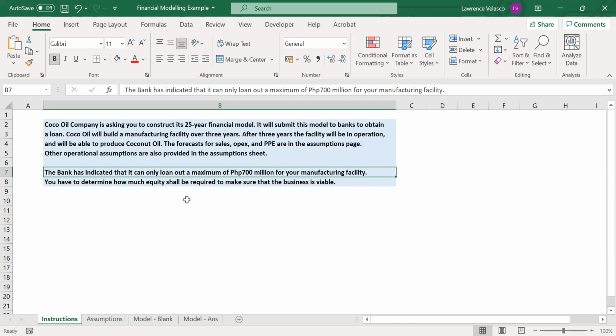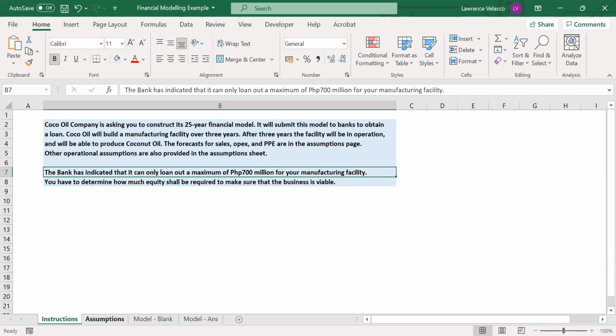Now the question is, you have to determine how much equity shall be required to make sure that the business is viable. So in other words, we know that we have a fixed loan amount of 700 million, and it's going to be used for construction purposes, right? Now the question is, how much money should you further invest into this business, as equity, para mabuo yung financial viability of this business?